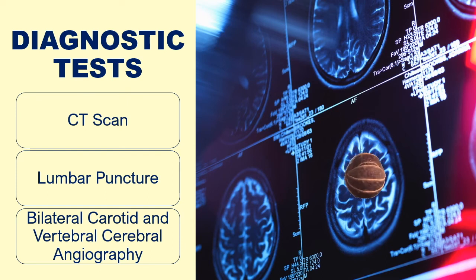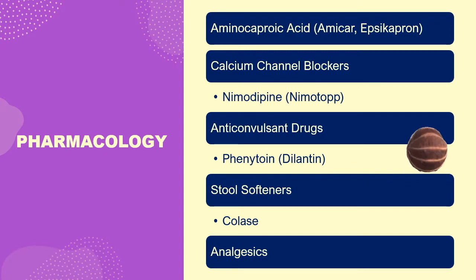Then you have your lumbar puncture, and then you can have your bilateral carotid and vertebral cerebral angiography. So class, the purpose of your carotid and vertebral cerebral angiography is for us to evaluate the patency of the blood vessels. Then we have your pharmacologic treatment. You have your aminocaproic acid or your Amicar. You also have your calcium channel blockers, an example of which is nimodipine. For your anticonvulsants, remember you have your phenytoin. For the stool softener, a particular Philippine-based example could be your lactulose, which is commonly used in the Philippine setting. Then you have your analgesics. Of course, we are talking here about pain, so you need to give pain medications for your patient. Try to remember the functions of these medications.